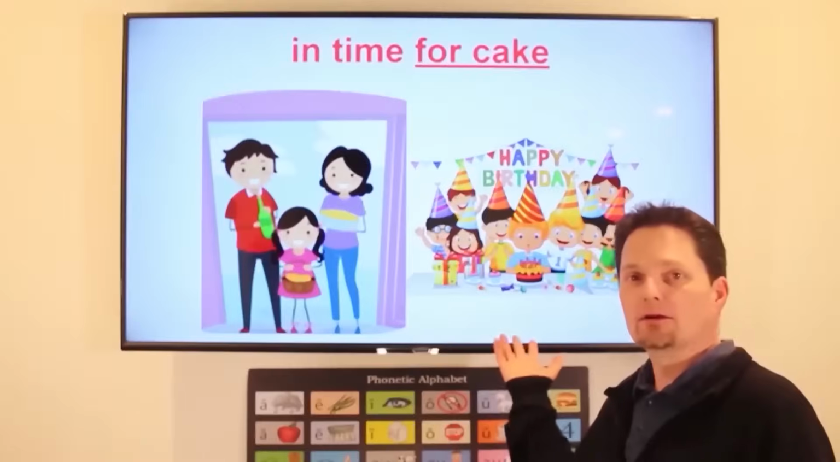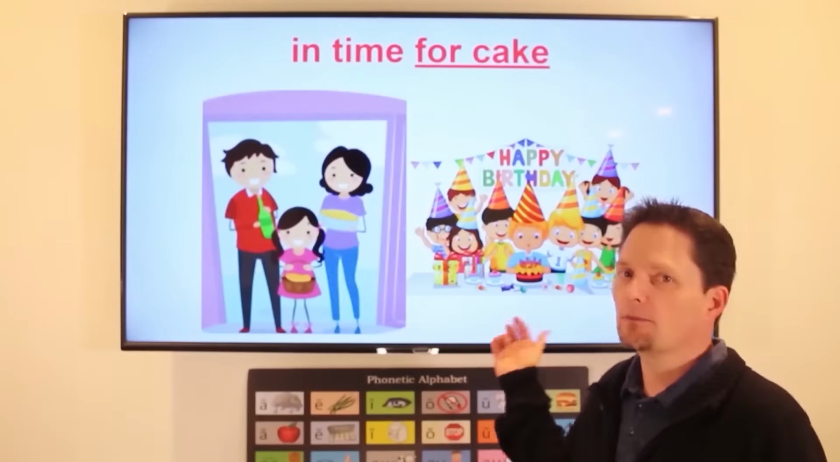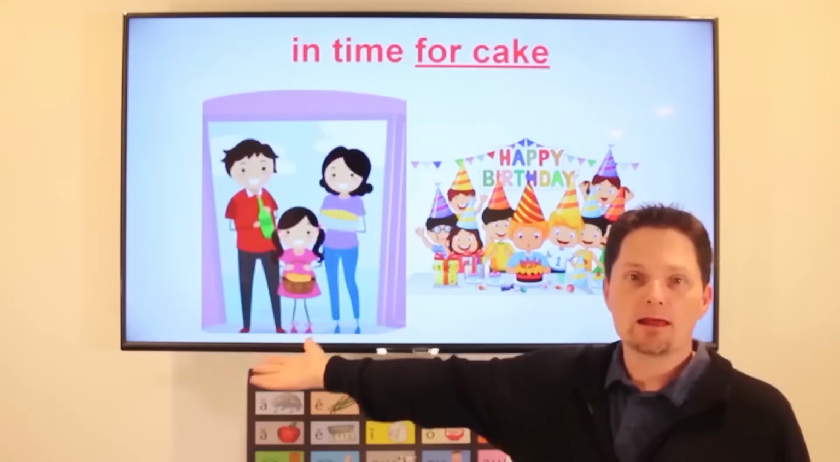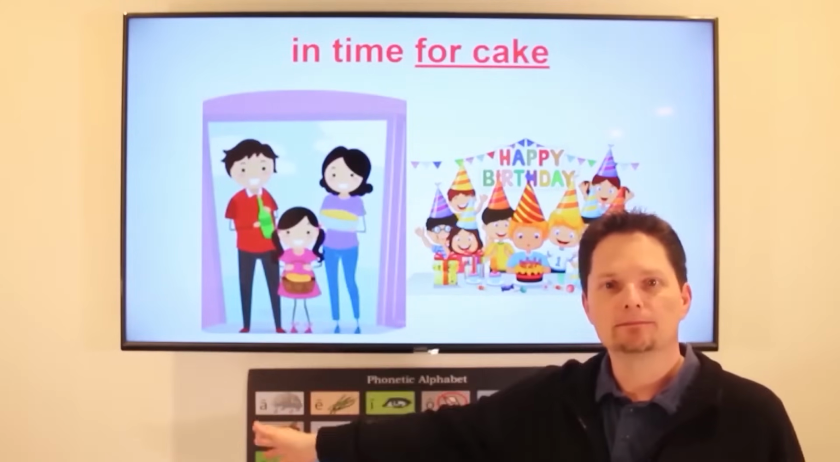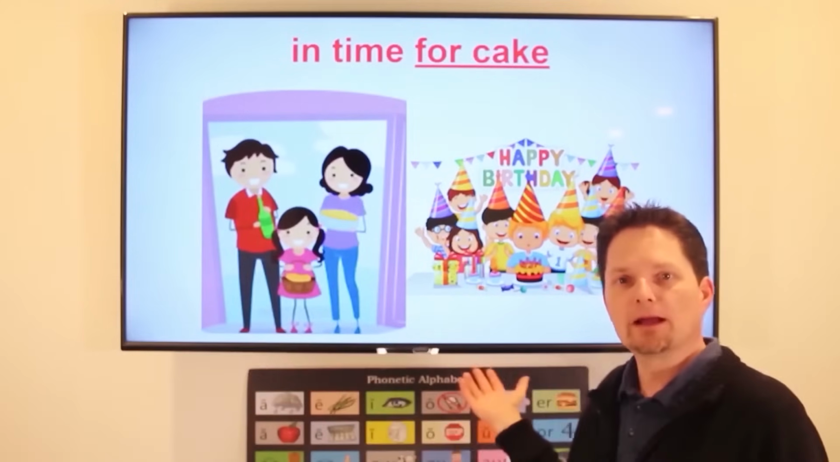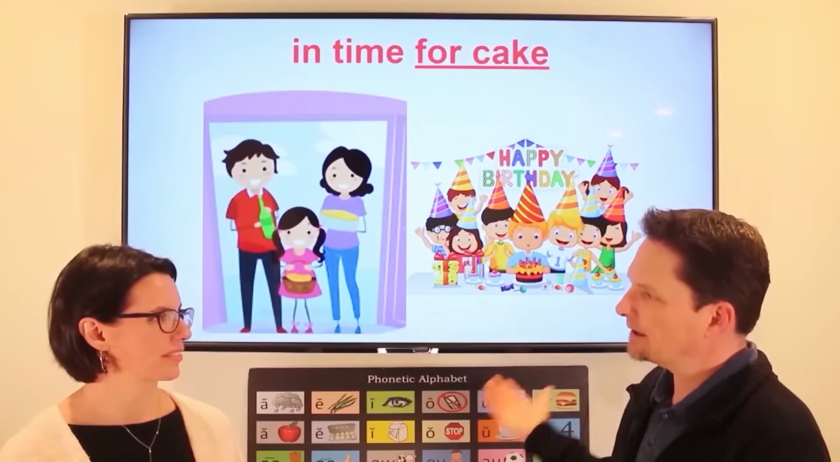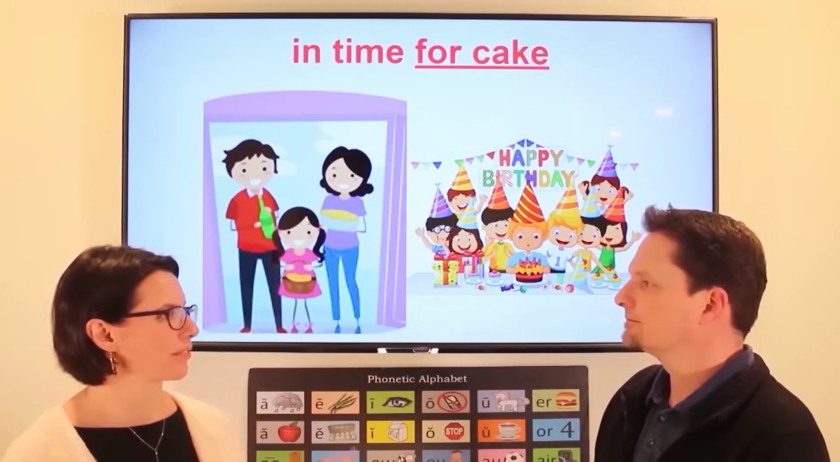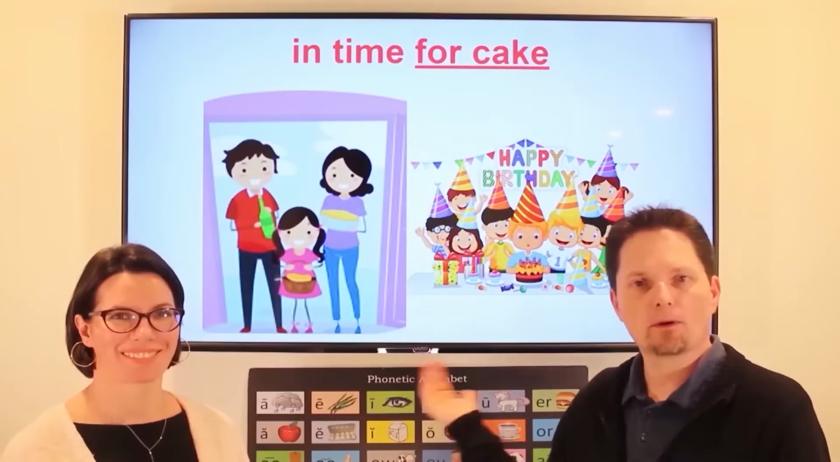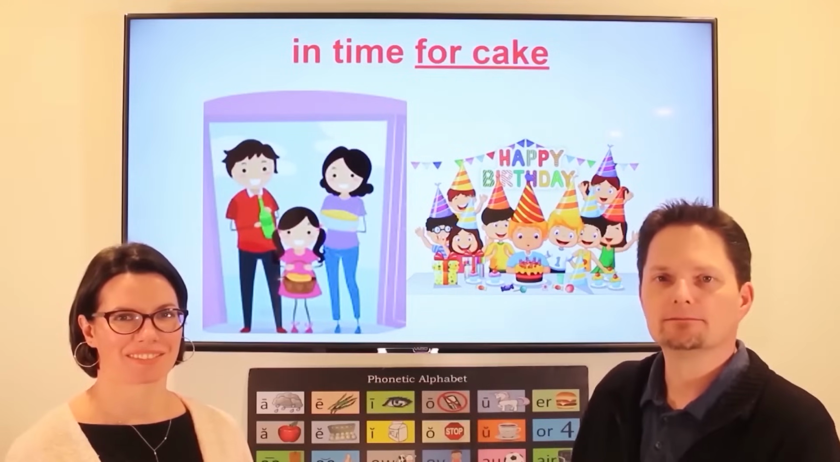Very good. They're not eating cake yet. They're about to eat cake. And they come in time. They come in time for cake. They got to the party in time for cake. Did they get to the party in time for cake? Yes, they got to the party in time for cake.